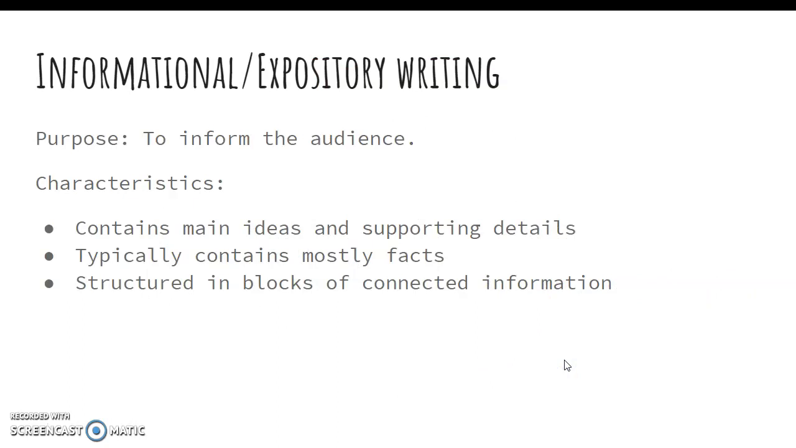The second type of graphic organizer and genre that we're going to be learning about this year is informational or expository writing. The purpose is to inform the audience. Some characteristics: it's typically made up of main ideas and supporting details, contains mostly facts, and it's structured in blocks of connected information. Informational writing is things like textbooks, directions, cookbooks, newspaper articles, where you're learning about things in chunks of information.